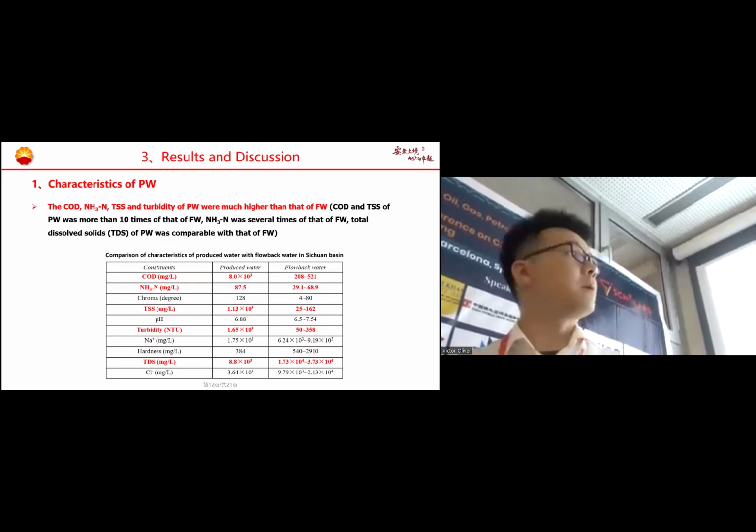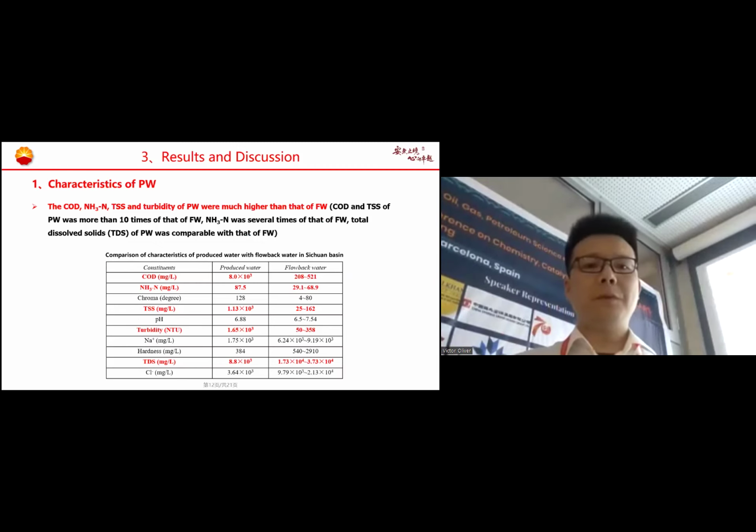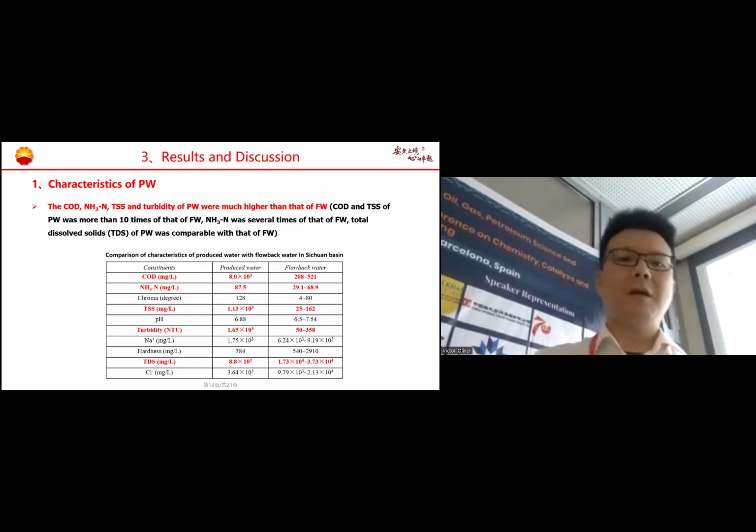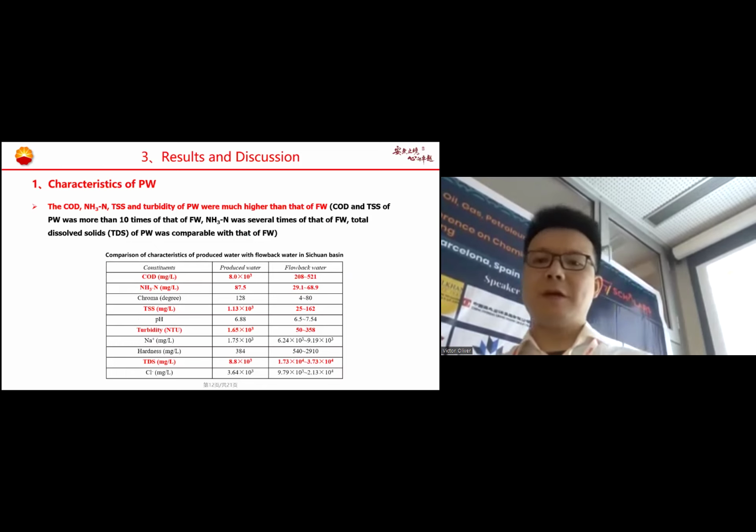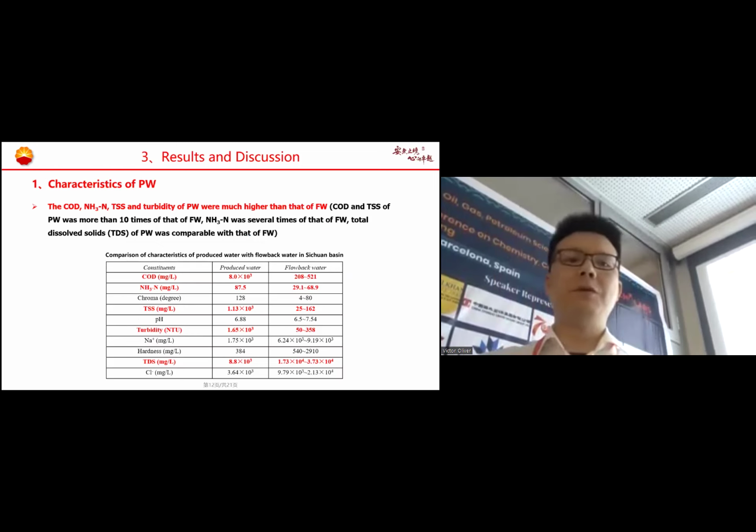Part 3 is the results and discussion. From the table, we can see the characteristics of produced water. The COD, ammonium nitrogen, TSS, and turbidity of produced water were much higher than that of flowback water. Specifically, the COD and the TSS of produced water were more than 10 times that of flowback water. The ammonium nitrogen was several times that of flowback water, and the total dissolved solids of produced water was comparable with that of flowback water.